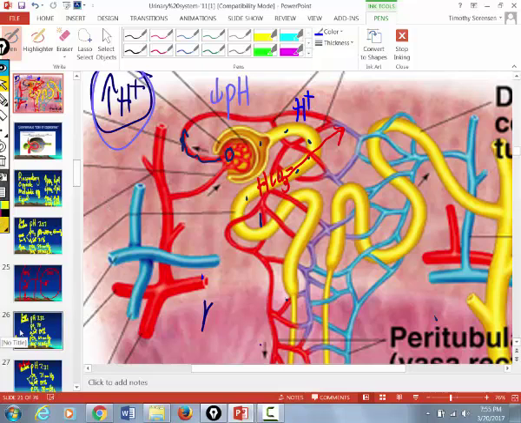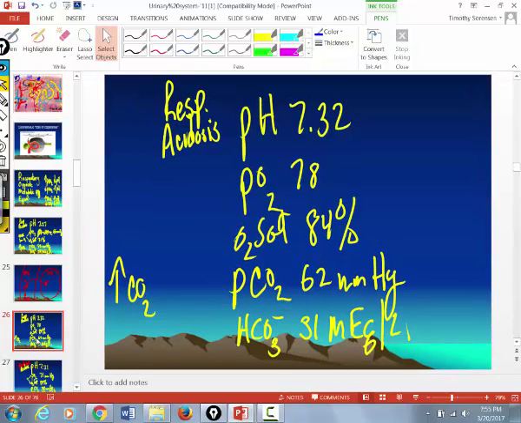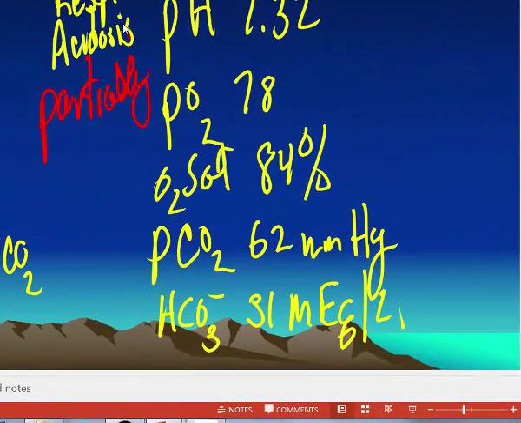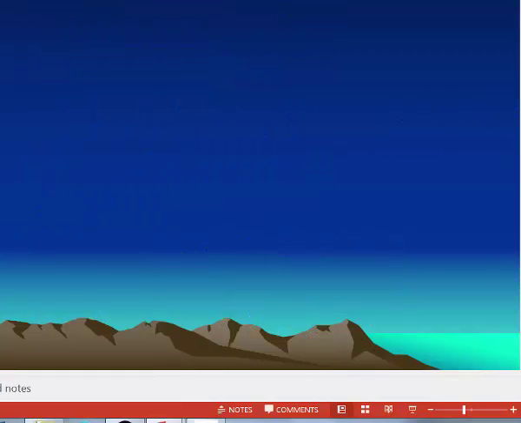So, let's see, where is it? So are the kidneys compensating? Yes, because the bicarbonate is higher than normal. But the pH is still acidic. So this is partially compensated. Why is it partially compensated? The kidneys are moving in the right direction, but the pH is still not normal. Say yeah. All right? So.